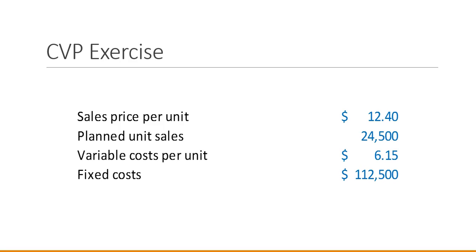Here's a cost volume profit exercise you can work through on your own. The same form or type of data given, just different numbers as in the example, and follow through the example process to calculate contribution margin per unit, contribution margin ratio, operating profit, and break-even sales in units and in dollars, and we'll work through this example in class together as well.